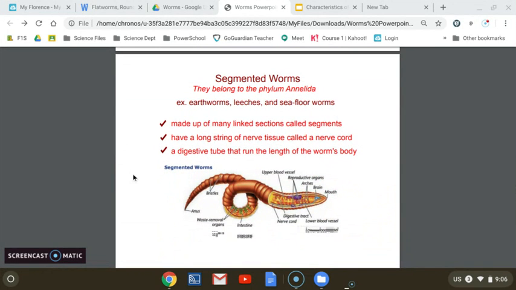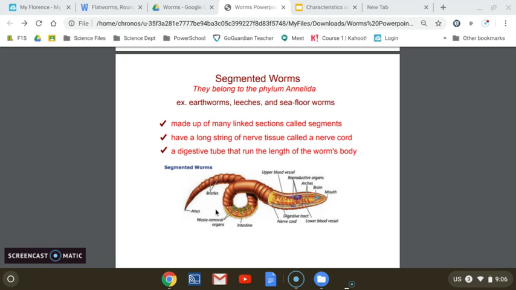And then you have segmented worms. For example, you have earthworms, leeches, and seafloor worms. They're made up of many linked sections called segments. They have a long string of nerve tissue called a nerve cord. They have a digestive tube that runs the length of the worm's body. So, just looking at the picture here, you have the mouth and the brain's right in there. Your reproductive organs are also located in this area. You have your upper and lower blood vessels, and your digestive tract starts here.